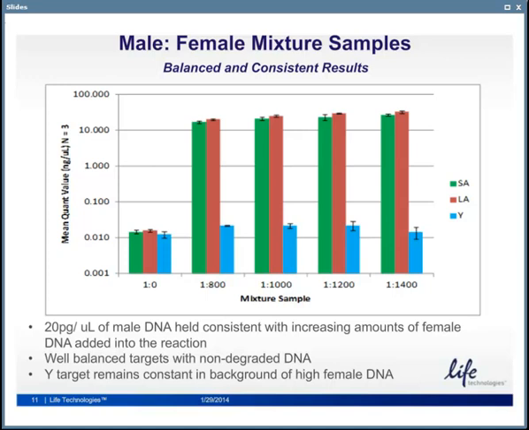And this is some male-female mixture data from this Trio assay. Remember, the Trio assay is the one that contains the Y target. So these are mixture samples going up to a 1,400-fold excess of female DNA with a constant 20 picograms per microliter of male DNA. And as you can see, the Y target shown here in blue remains constant with a 1,400-fold excess amount of female DNA in this assay.